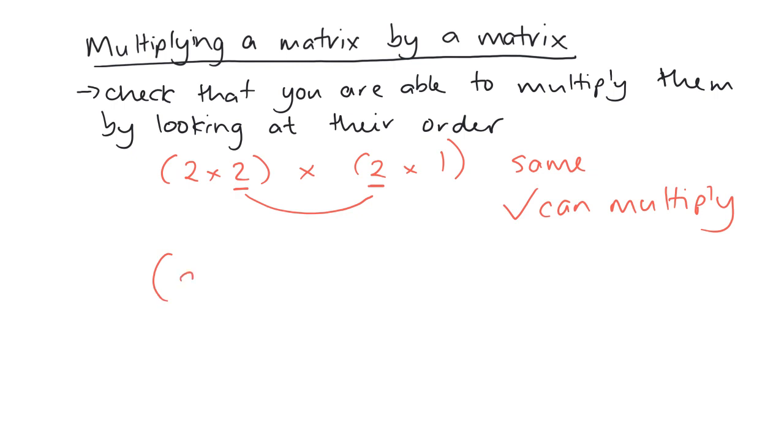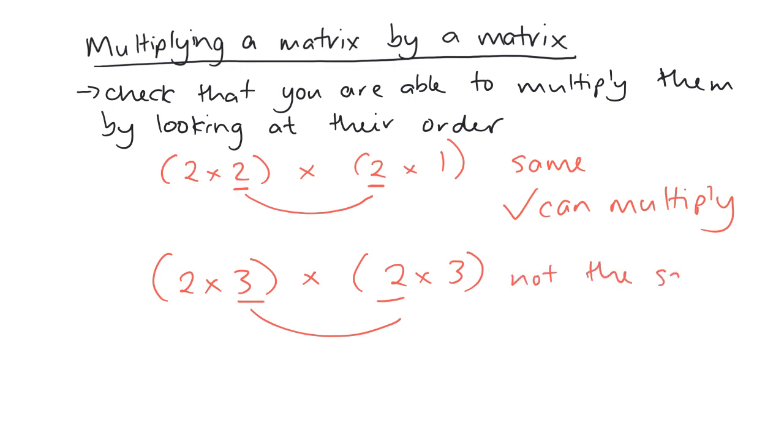But if we have a 2 by 3 matrix and we want to multiply it by another 2 by 3 matrix, again, we'll look at the two inside numbers. These are not the same. So we can't multiply this. Okay, so that's the first thing you do.